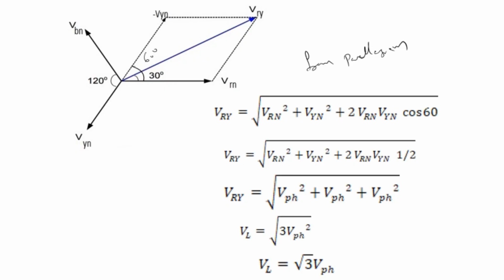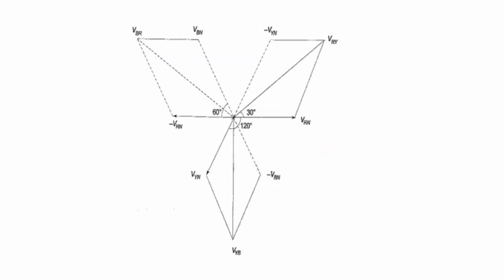Similarly, you can find VYB and VBR. By drawing, you can find this expression. This is the phasor diagram of VRY, VYB and VBR.